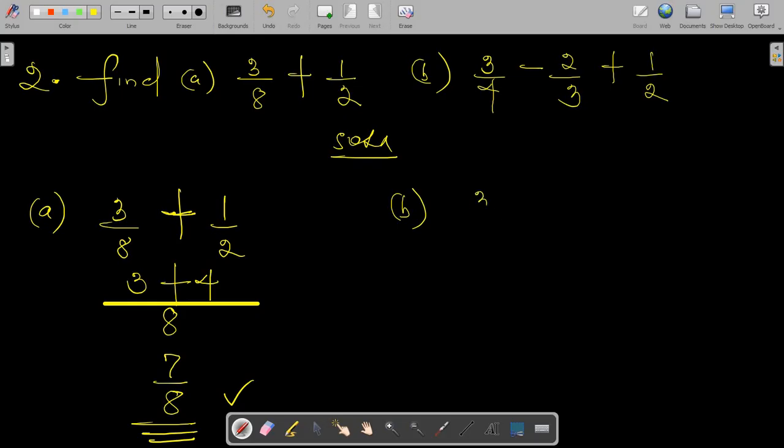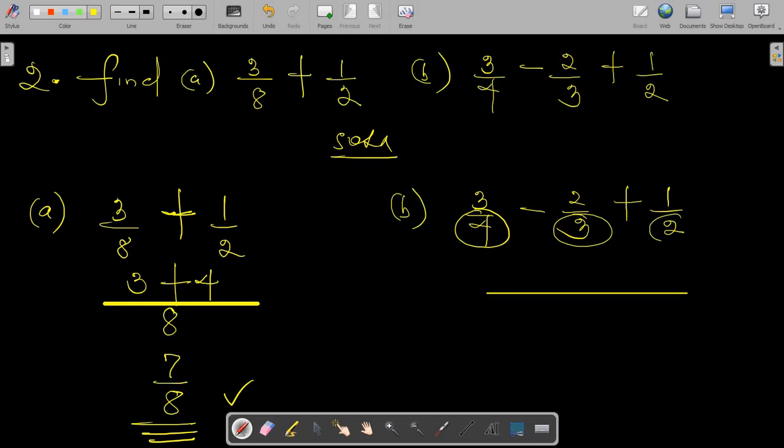So we are given 3 all over 4 minus 2 all over 3, then plus 1 all over 2. So what's the LCM here? The LCM is definitely the LCM of 4, 3, 2. So the LCM will definitely be 12. That's the LCM of 4, 3, 2.